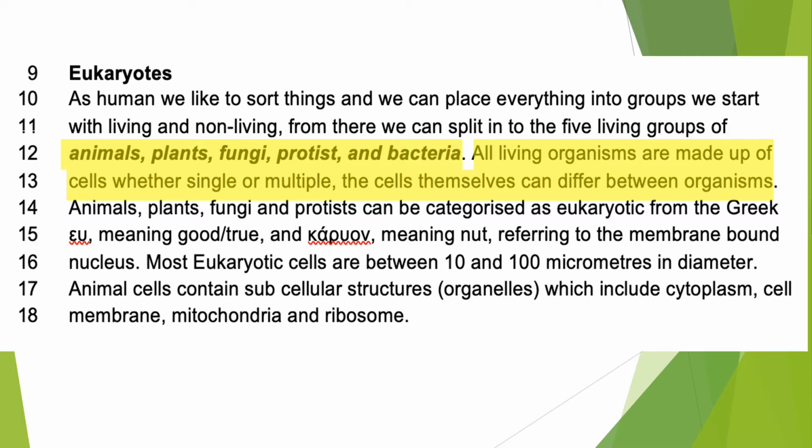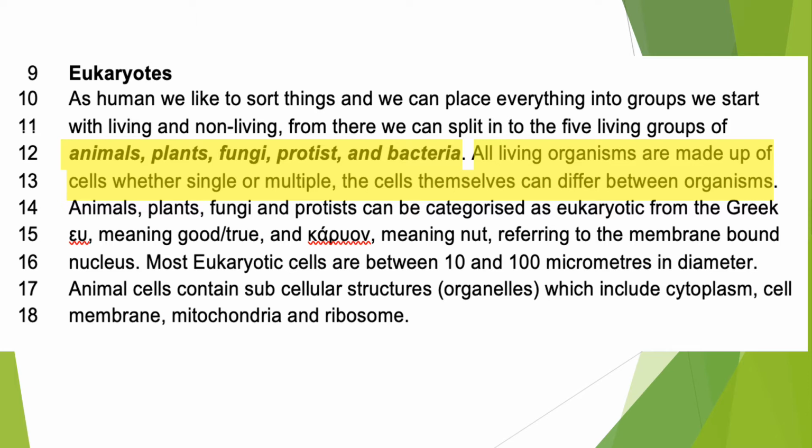Okay, and just for reference, eukaryotic cells range between 10 and 100 micrometers in diameter, which is extremely, extremely small. You definitely need a microscope to see cells like that.